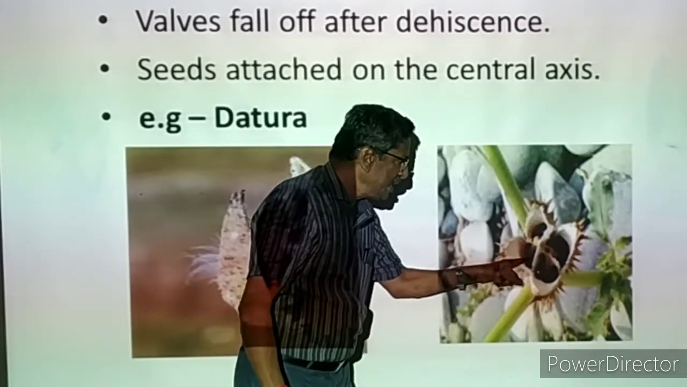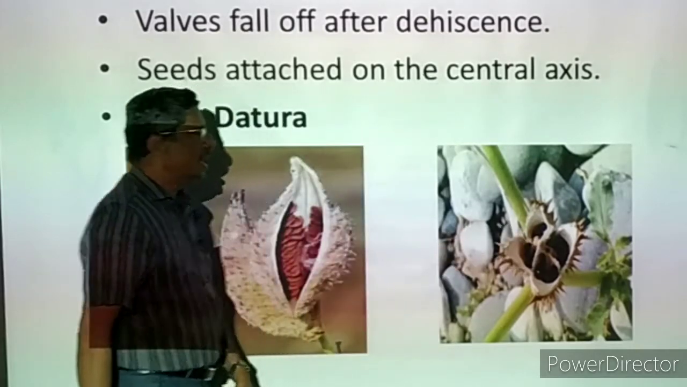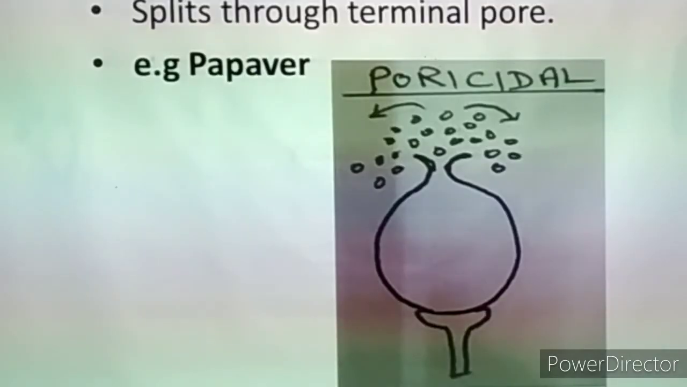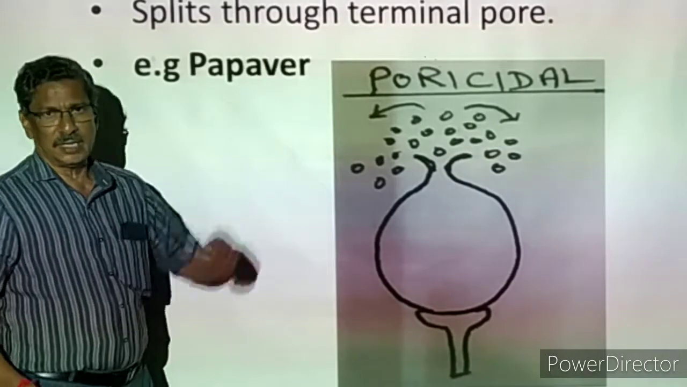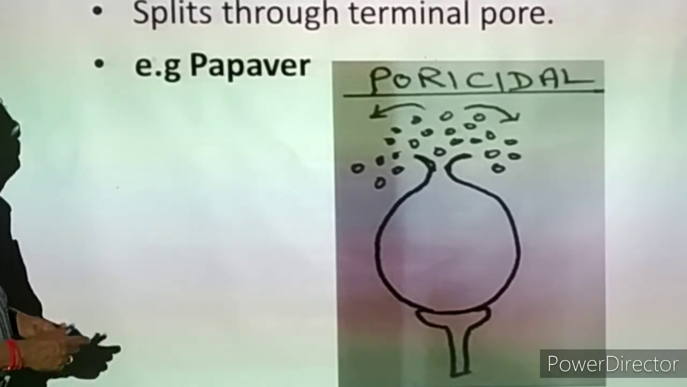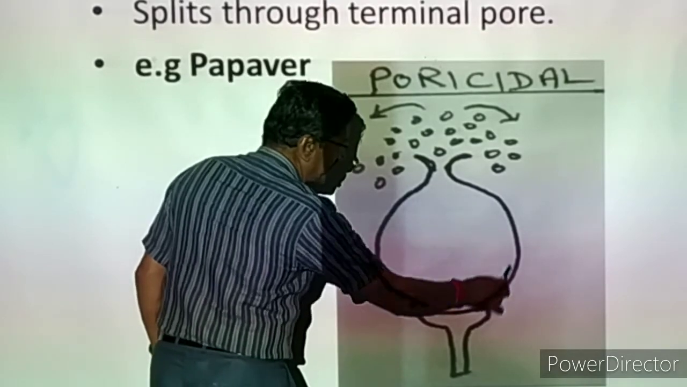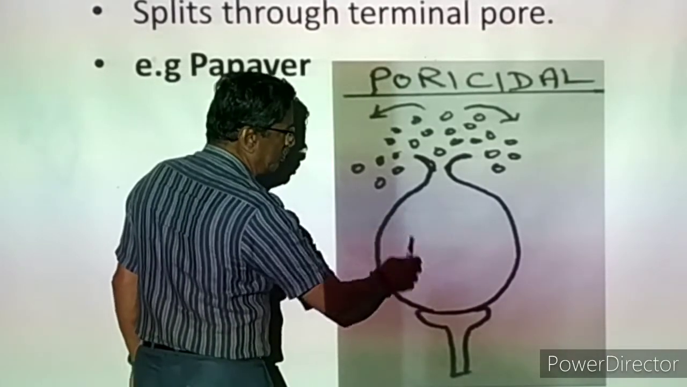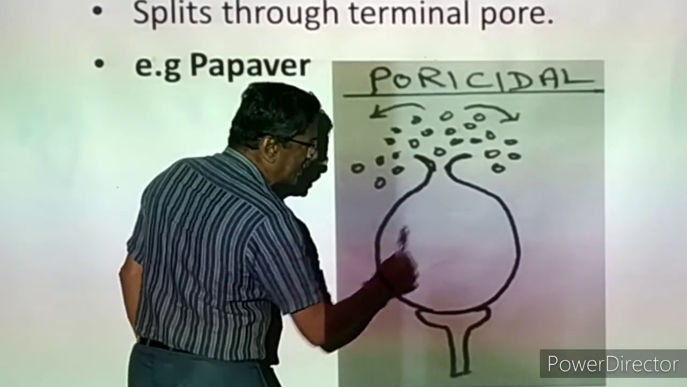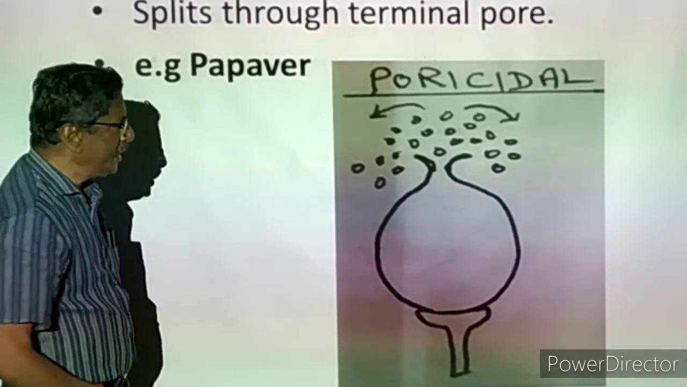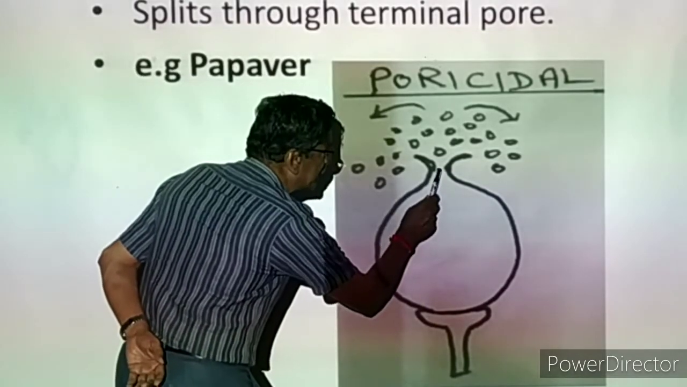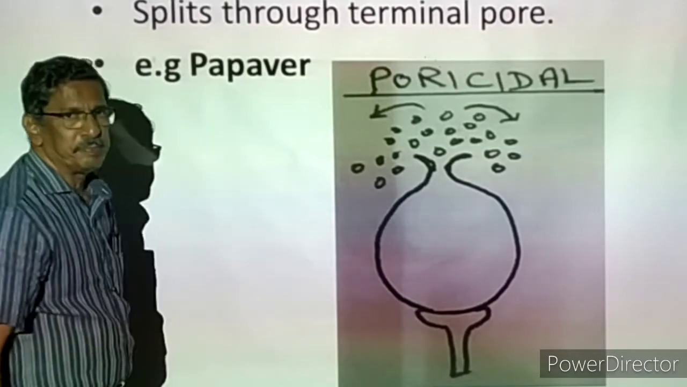Then at the bottom only we can find the seeds will be eliminated. Now we are coming to poricidal. What is the meaning of poricidal? In this, the fruit is more or less pear-shaped, more or less spherical. But at the time of complete or thorough drying, the splitting takes place at the free end, at the tip.